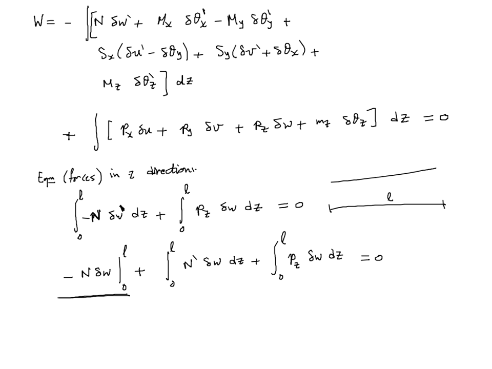But then these integral terms, we can write them as integration from 0 to L of N prime plus p_z, times delta w dz, equals 0. And this tells us automatically, when we set the coefficient of delta w to 0, because delta w is arbitrary, that the equilibrium equation is N prime plus p_z equals 0. So the rate of change of the normal force plus the distributed load per unit length is going to be 0 at every point. So this is the force equilibrium equation in that direction.